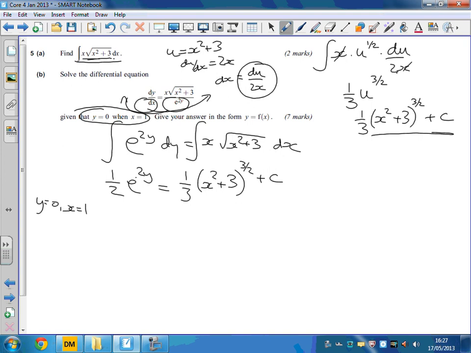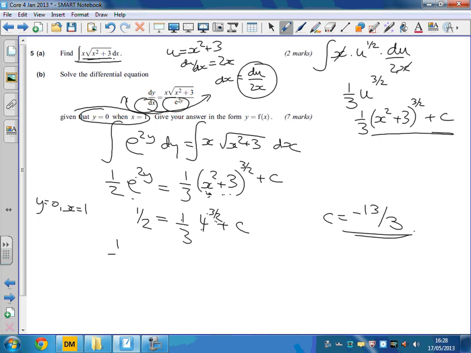Let's put those in. E to the 0 is 1, so you've just got a half here. Here, stick a 1 in. That's 1 squared is 1, plus the 3 makes 4. Or I'll just write 4 to the power of 3 over 2, and 1/3 of it, plus c. What's this? This is the square root of 4, which is 2. 2 cubed is 8, so I've got 8/3 here. C is a half, take away 8/3. I've got 13/3 there. Do it in the calculator, don't just trust my mental arithmetic.